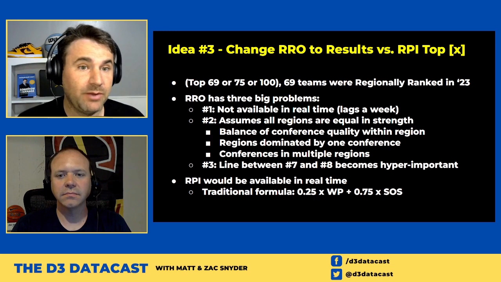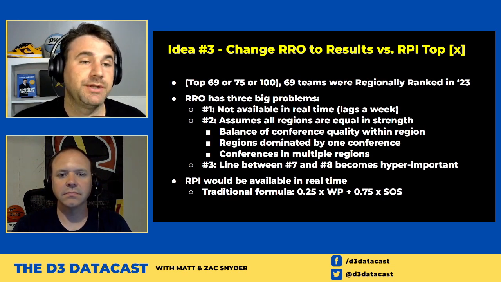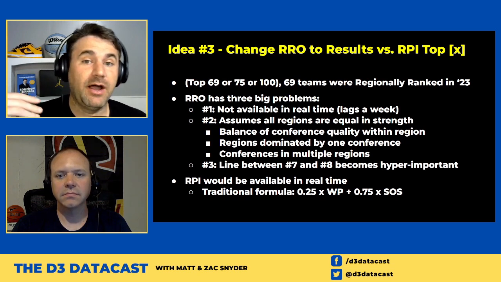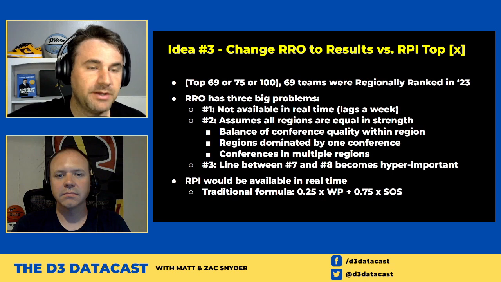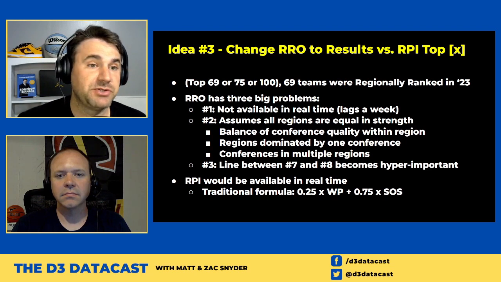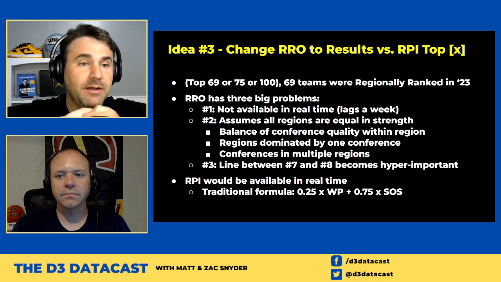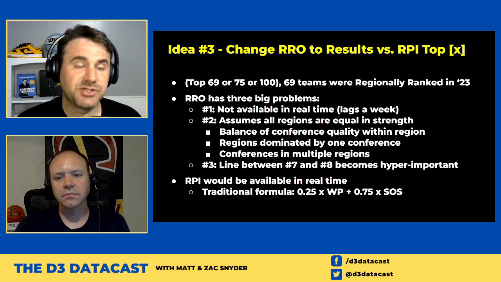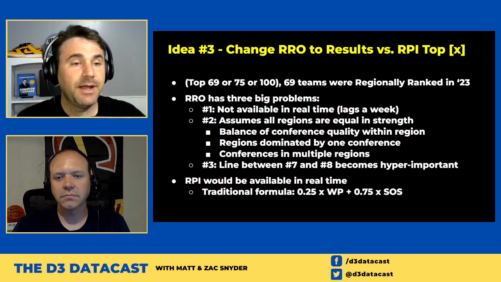But whatever the number you pick, whether it's that same 69 number, top 75, or top 100, I would do that using the RPI number that you could hear about in Division One before they went to the net ratings. RPI, the standard formula, is just 0.25 times winning percentage plus 0.75 times strength of schedule, and that gives you a formulaic marriage of the winning percentage and strength of schedule to rank teams.